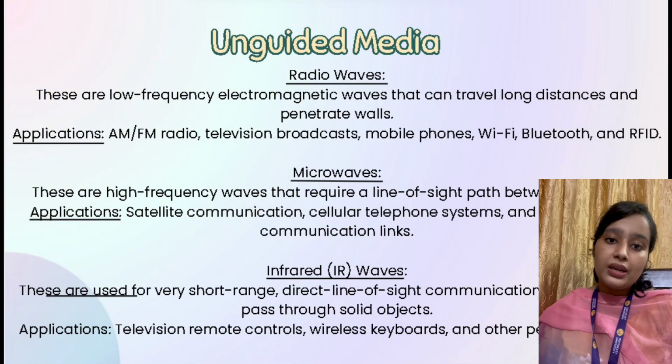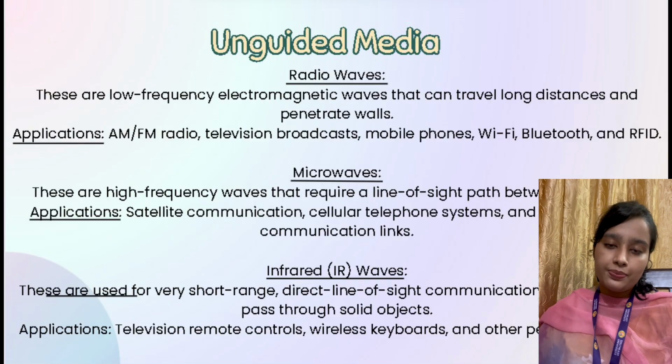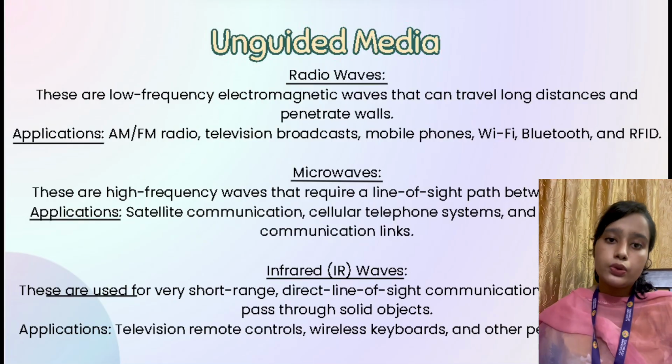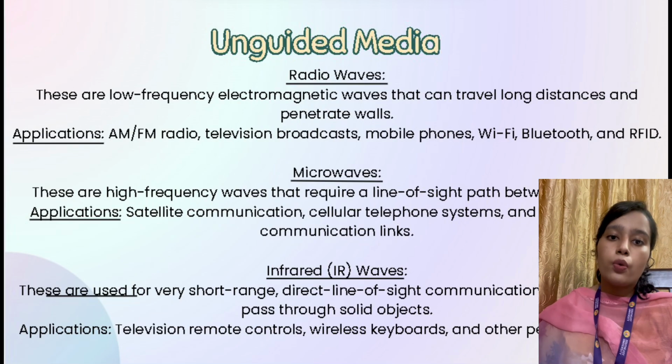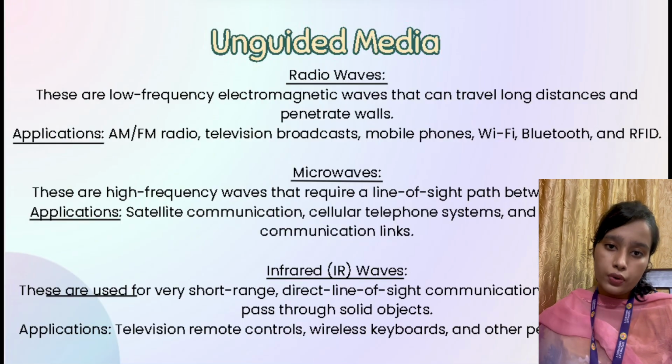So the second one is unguided media, which means wireless media. This media uses air as a medium instead of cable. So unguided or wireless media also has three types of media. They are radio wave, microwave and infrared wave.